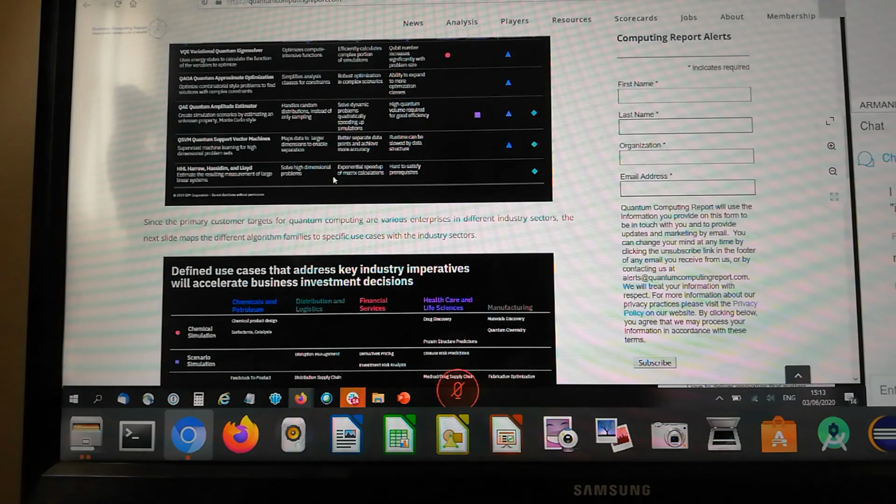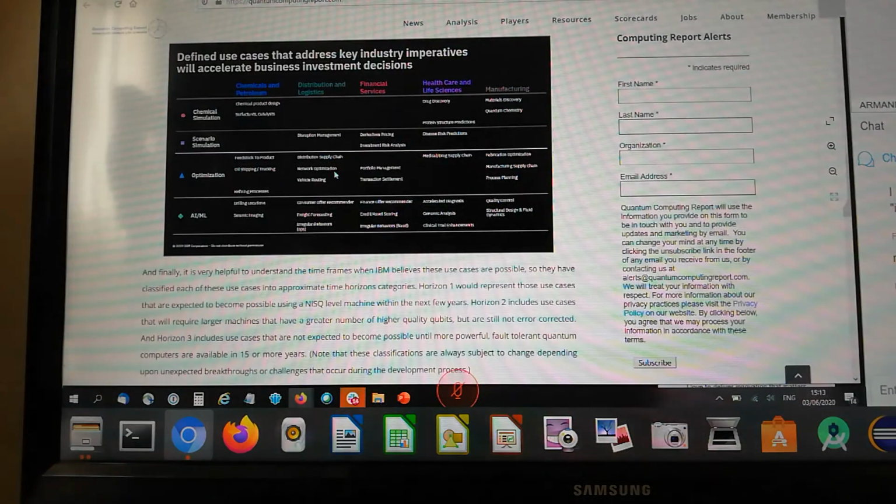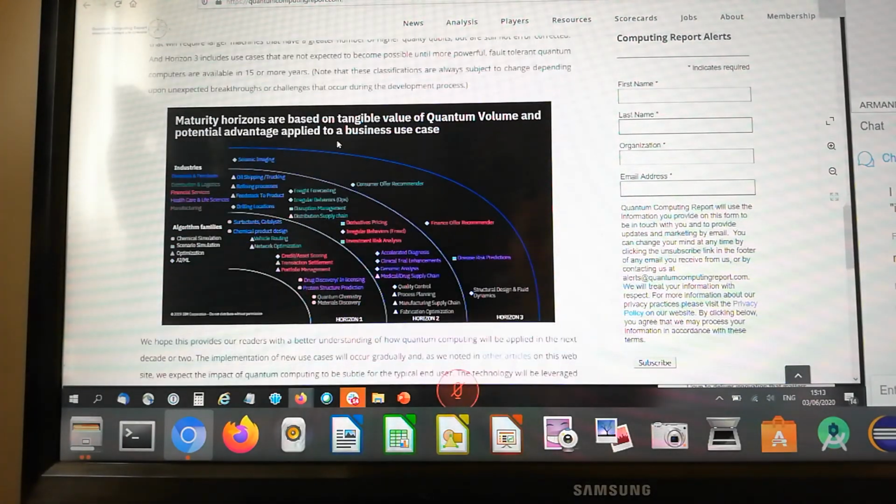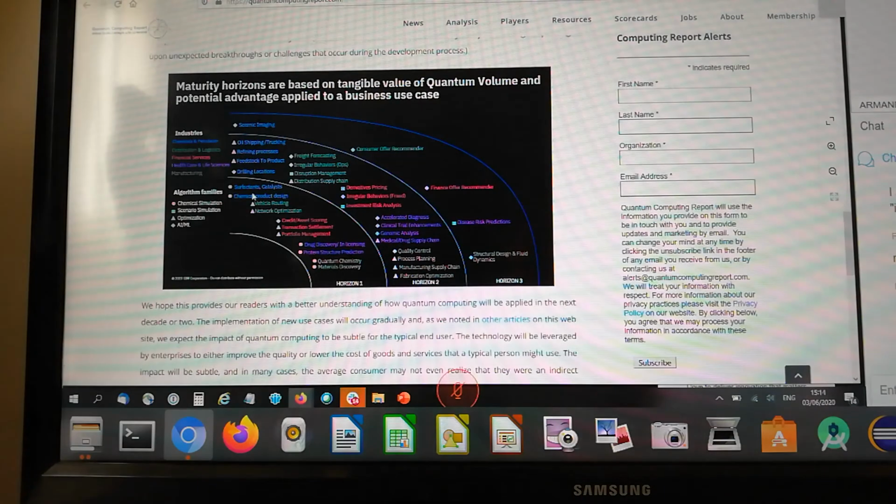I think the interesting picture is over here. Here you see the same use cases organized by horizon, and there are 3 horizons. The first one is where the point of what we call quantum advantage is expected to take place within a few years. It could be 2 years, could be 5 years, but at least the foreseeable future.